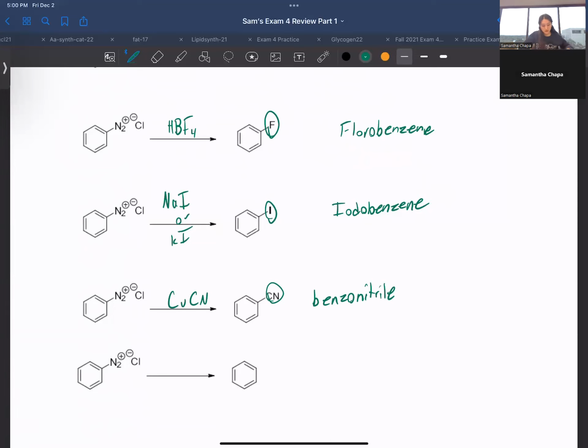Okay, cool. For this last one, it's the same one as we were doing in the beginning. So it's H3PO2. Yeah, in order to just add your hydrogen right here. So benzene.